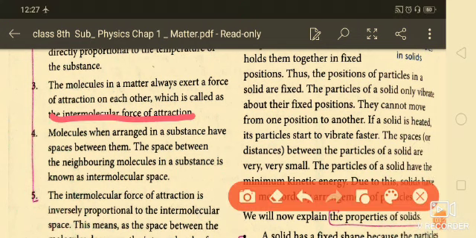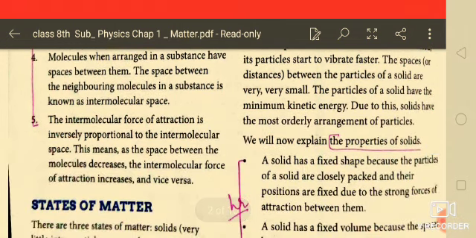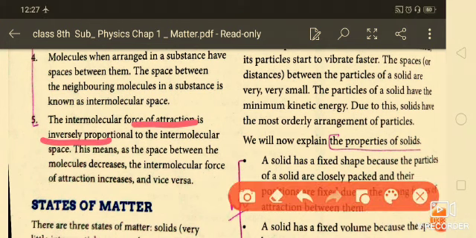And the molecules, when arranged in a substance, have space between them, and that space is known as intermolecular space. Now, the intermolecular force of attraction is inversely proportional to the intermolecular space. That means where there is more intermolecular space, there will be less intermolecular force.